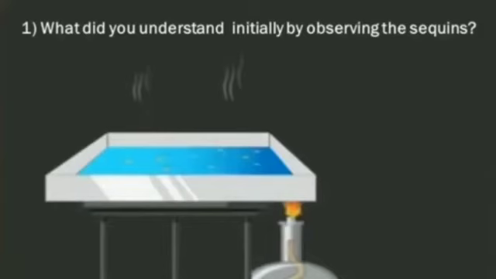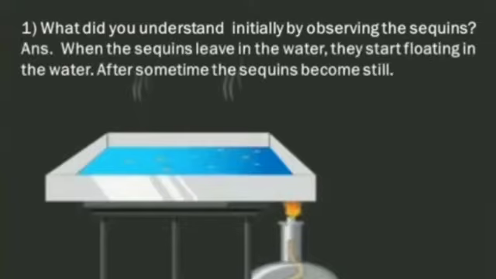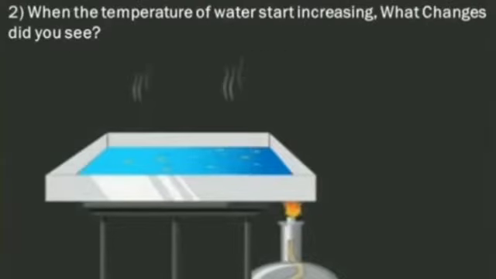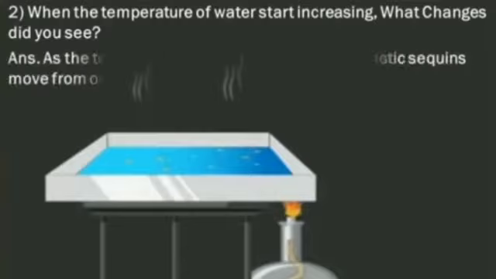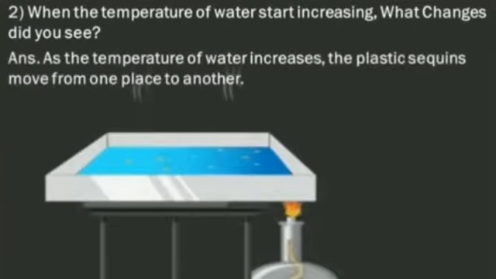Question number 1 is, what did you understand initially by observing the sequins? Answer is, when the sequins are left in the water, they start floating in the water. After some time, the sequins become still. Question number 2 is, when the temperature of water started increasing, what changes did you see? As the temperature of water increases, the plastic sequins move from one place to another.